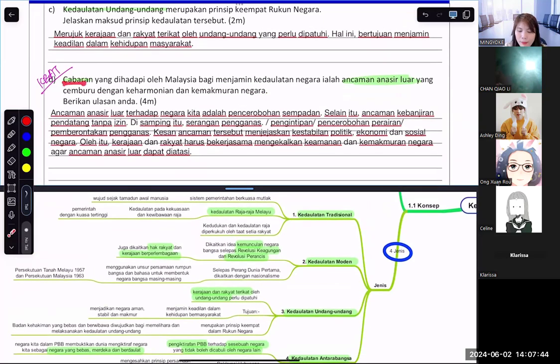Example, cabaran. Malaysia is faced with a challenge where we are threatened by outside influence. So the threats include what? Ancaman anasir luar terhadap negara kita adalah pencerobohan sempadan, ancaman kebanjiran penduduk asing, serangan pengganas, pengintipan, pencerobohan perairan, dan pemberontakan pengganas.